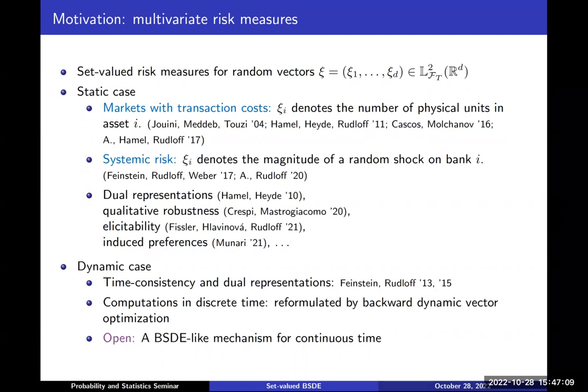But in continuous time, we don't have a structure like in the one-dimensional, univariate case, such as a BSDE or something similar, which we can use to generate set-valued risk measures in continuous time. So that was the motivation of our research, and we are still trying to understand it better.